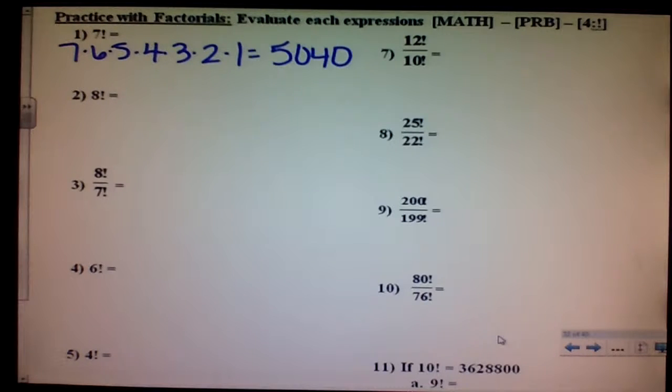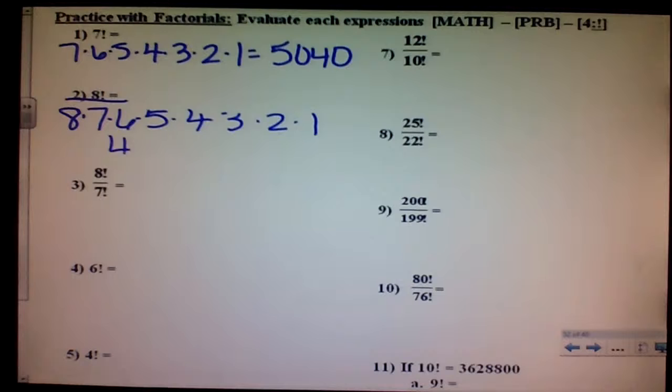So you can't just plug into your calculator 7 factorial and give me an answer. I need to see how you get that. If I gave you this problem on the test, I want to see 8, 7, 6, 5, 4, 3, 2, 1. And then I want to see this is 40,320.